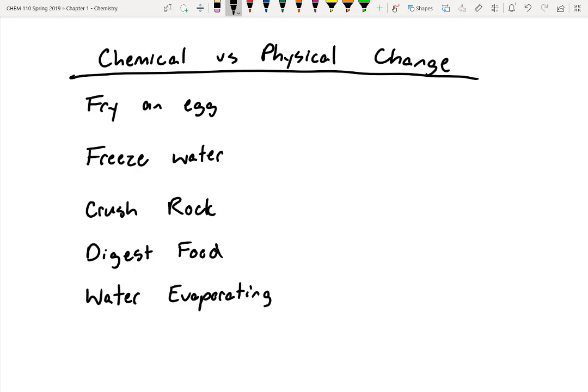All right, so let's check in on this. How many of you felt really confident about this? All right, that's good. I think it's good not to be confident. Otherwise, we're not being challenged, right? All right, so first one, frying an egg. What do you think? So some people are saying physical because you're just adding heat.